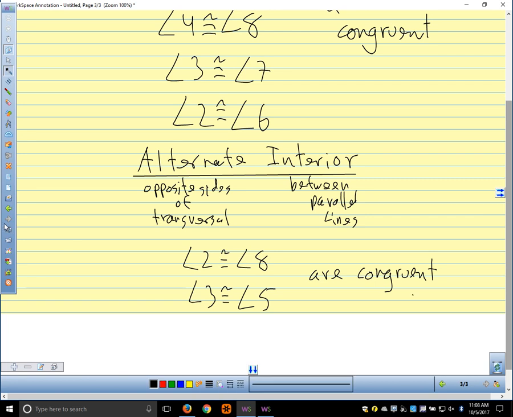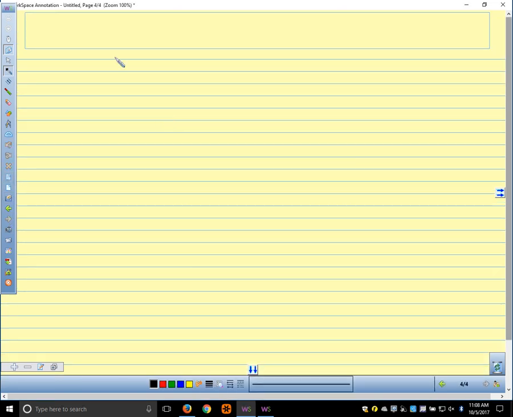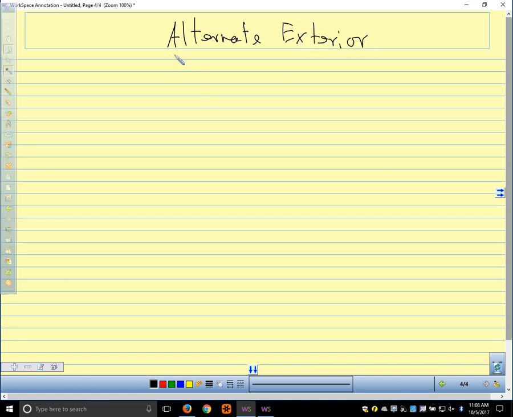All right, let's move to the right and talk about alternate exterior. And I'm not going to label this one like we did last time. Alternate, again, means opposite sides of the transversal. Exterior means outside the parallel lines. So our alternate exterior angles are angle 1 and angle 7, and angle 4 and angle 6.